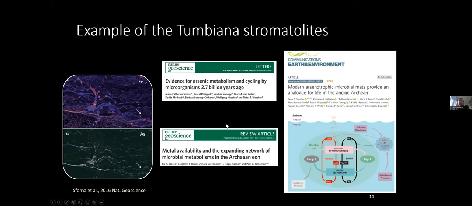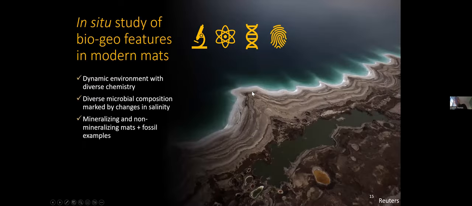So people have been studying analogs, like some of the mats that exist on the Andean plateaus, trying to understand what arsenic cycling was like and showing that potentially there is anoxygenic photosynthesis associated with arsenic that can go on and is sort of an ancestor of oxygenic photosynthesis, that then led to the oxidation of our planet. So quite important stuff, but actually, are we understanding exactly what's going on there? Well, this is where the Dead Sea comes in.